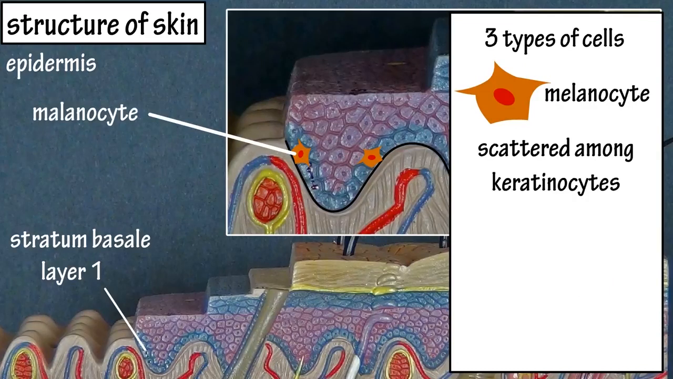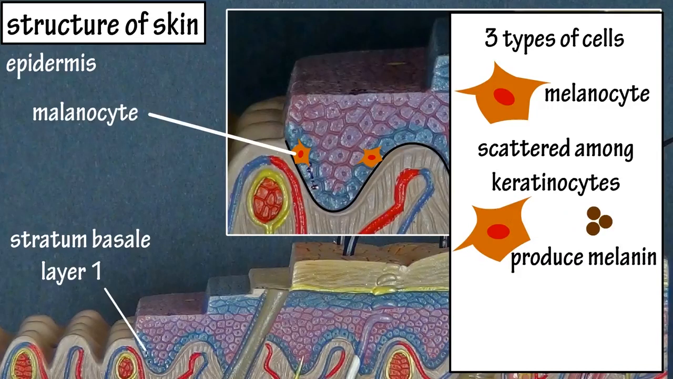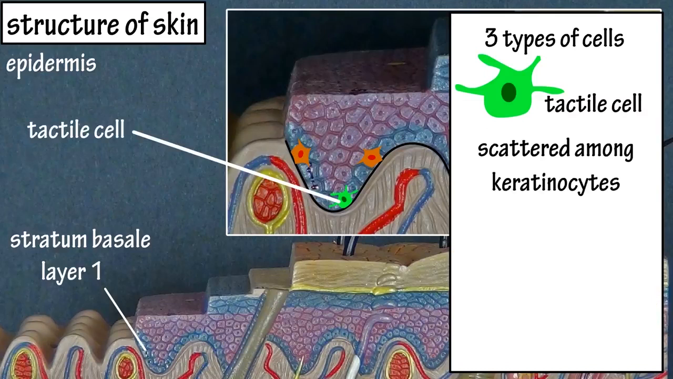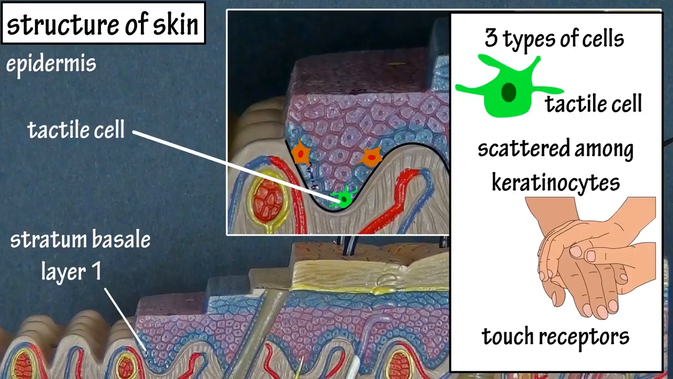Melanocytes are scattered among the keratinocytes, and they produce the pigment melanin in reaction to exposure to ultraviolet light. Melanin gets transferred to keratinocytes and surrounds the nucleus to protect DNA from mutating from ultraviolet radiation. Tactile cells are also scattered among the keratinocytes, and they serve as light touch receptors.